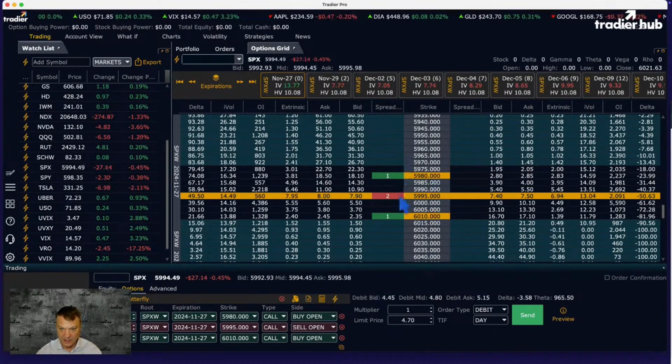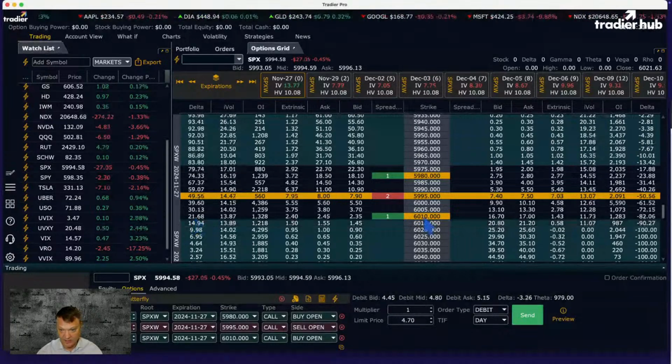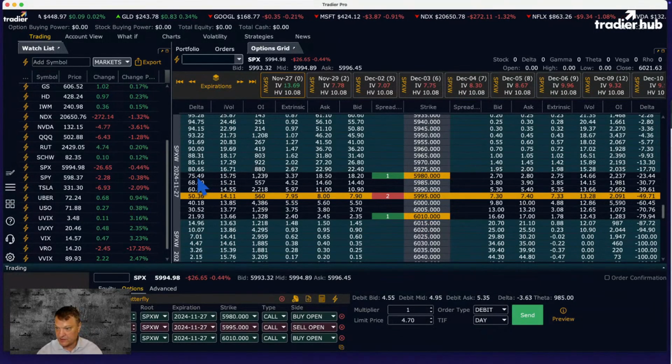If you're looking at the delta here, you're talking about a 21 delta. That means this is 1 day, so there's a 21% chance of this option contract finishing 1 cent in the money. And if you go over here, there's about a 25% chance of this option contract being in the money.